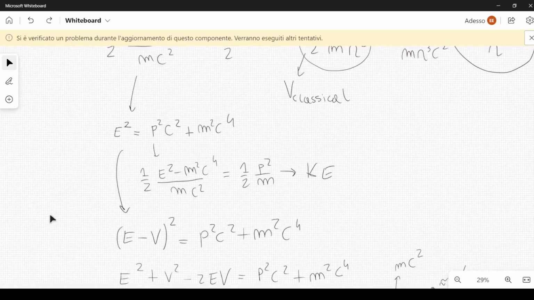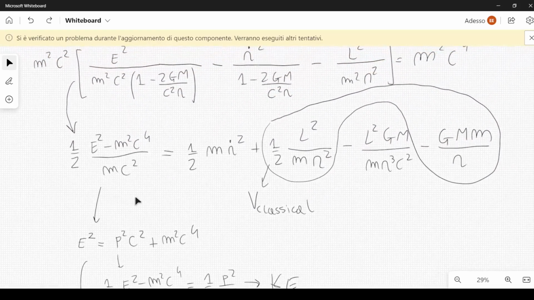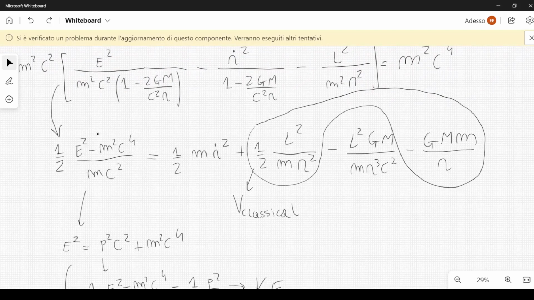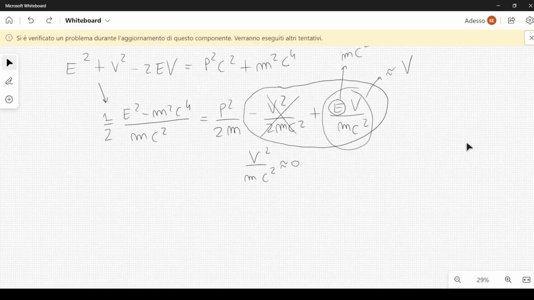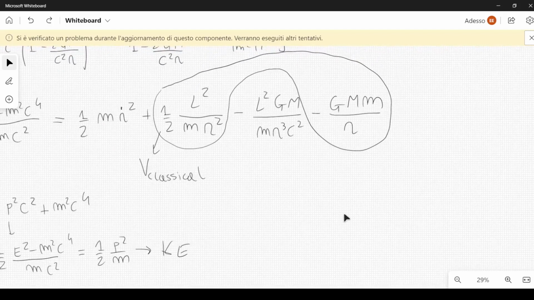So we are trying to make sense of this expression here. On the left, we have the energy. On the right, we have indeed the kinetic energy plus the potential energy with a relativistic correction. That's what I wanted to show you. And now we are going to consider the potential energy. So the potential energy is exactly made up of these three terms.